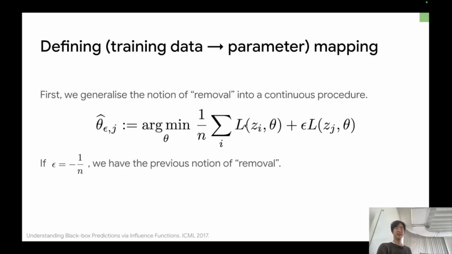And again, this whole thing is strictly convex, so you have a unique solution, which we define as theta hat epsilon j. Now we can treat theta hat epsilon j as a function of epsilon, and it's a differentiable function with respect to epsilon due to the implicit function theorem.